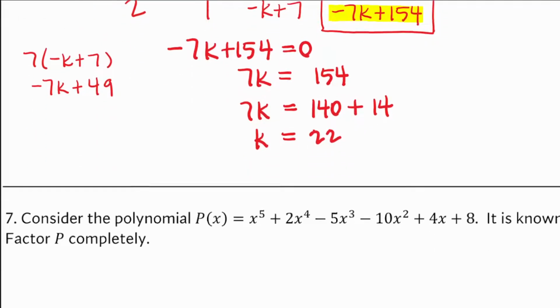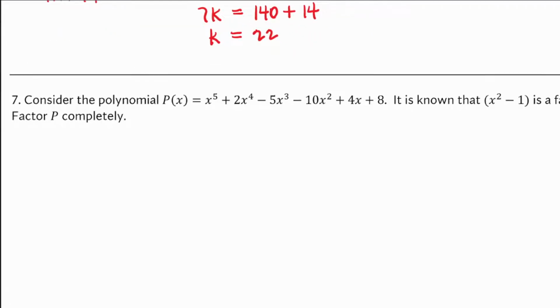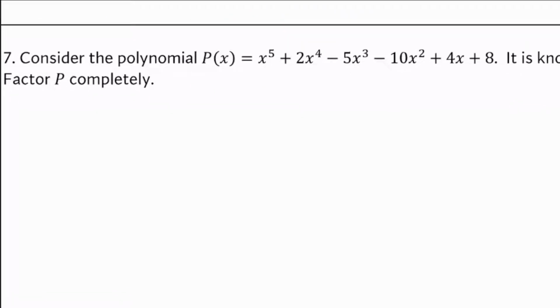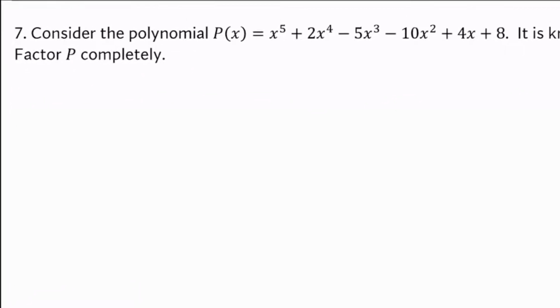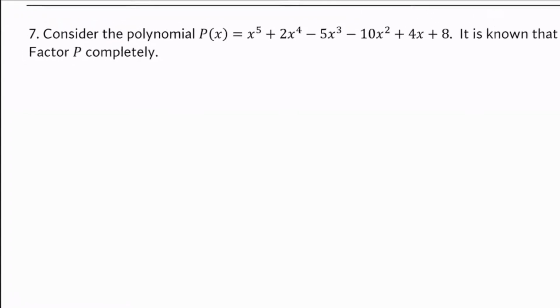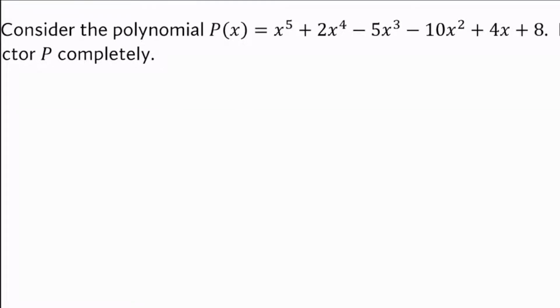Okay. And now we're going to consider this polynomial. We've got a quadratic factor of p. Cool. Yeah, I like this problem type. So, I already forgot, it's x squared minus 1. Okay, so x squared minus 1, we know how to factor that. That's a difference of 2 squares. So x plus 1 times x minus 1.